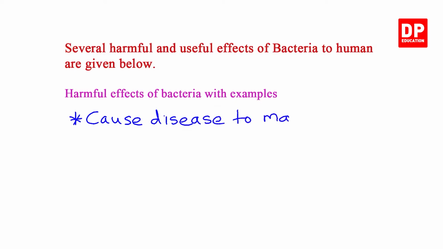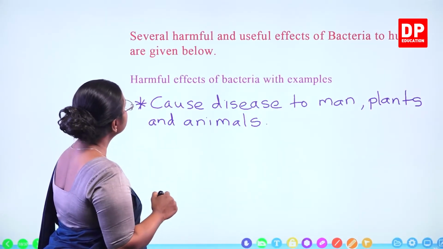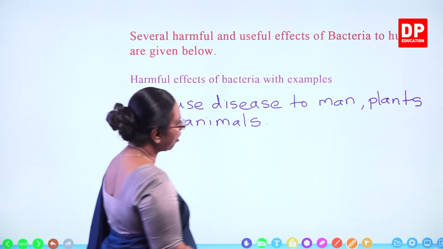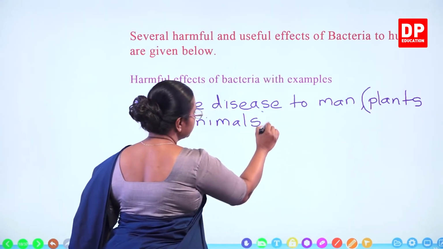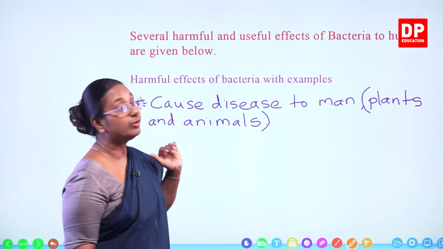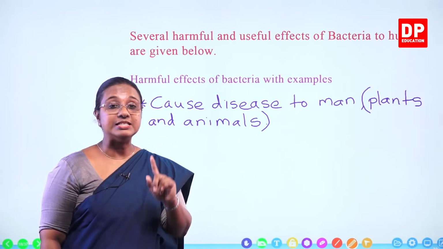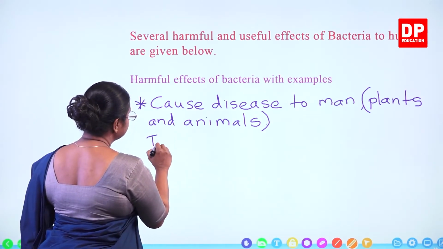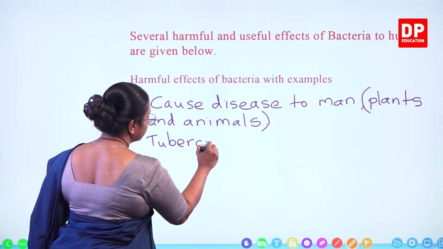to man, plants and animals. So, under this, we are mainly looking at the effects caused to humans. You all know bacteria causes disease to plants and animals as well. But since we are discussing only the effect to humans, I will only write down the diseases caused to man. So, as examples, we can consider the disease tuberculosis.